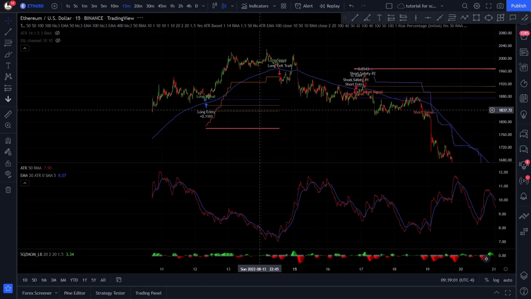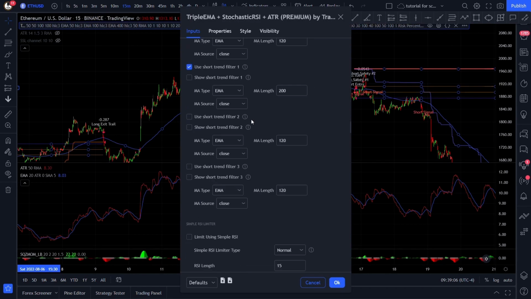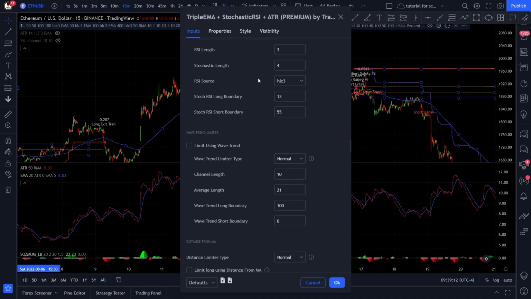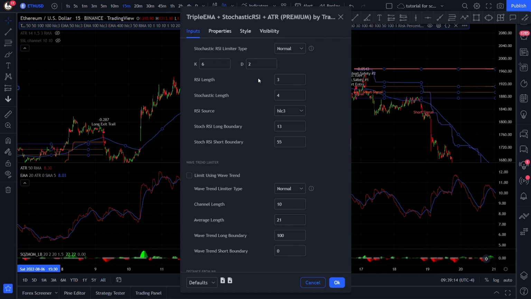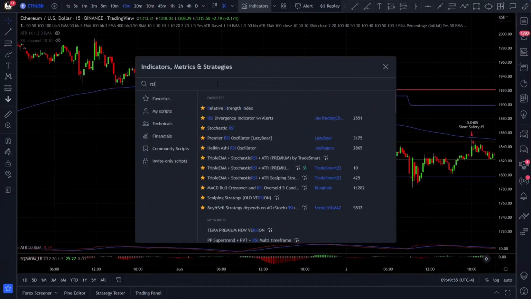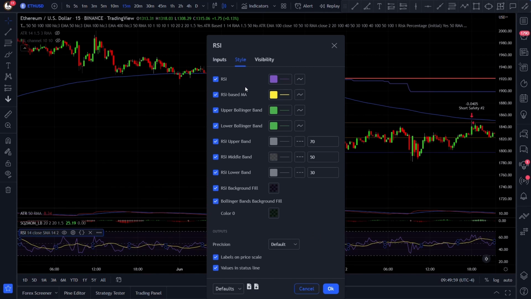Next up, we have the RSI, the Stochastic RSI and the WaveTrend limiters. These filters are overbought/oversold filters. Basically, they aim to avoid entering long when the price is considered overbought, and to avoid entering short when the price is considered oversold. To visualize this filter, add an RSI to the chart. Open up its settings and remove the SMA plotting.